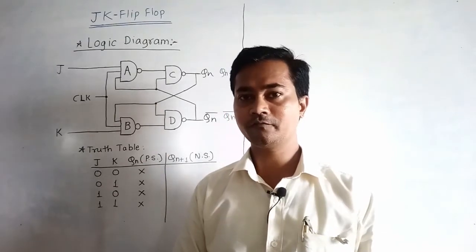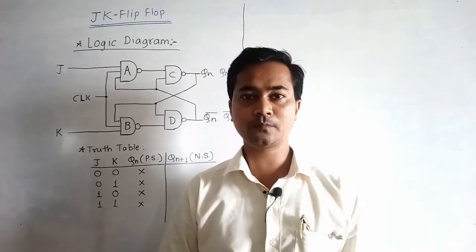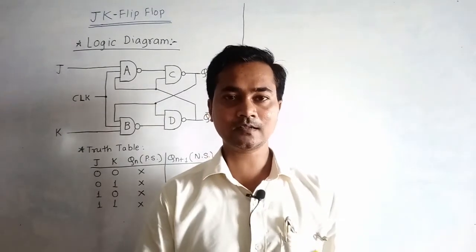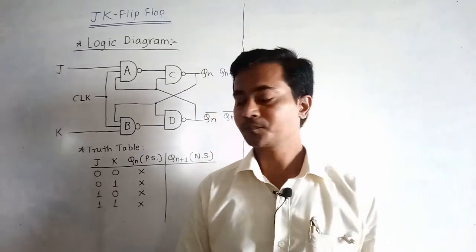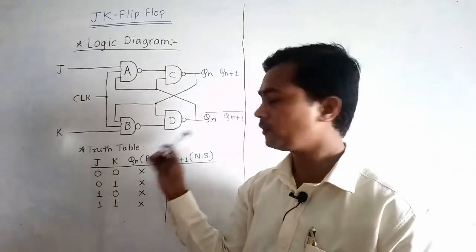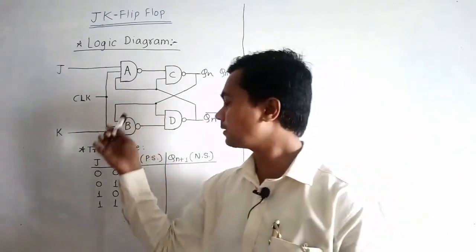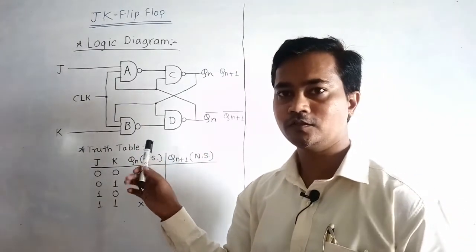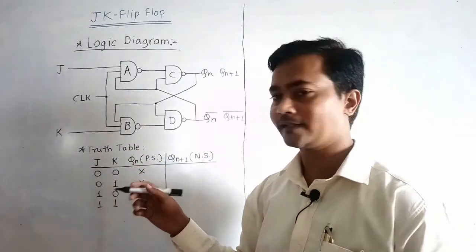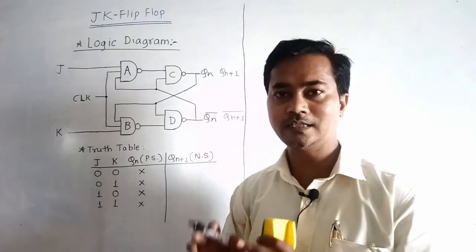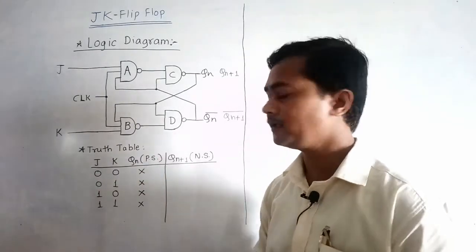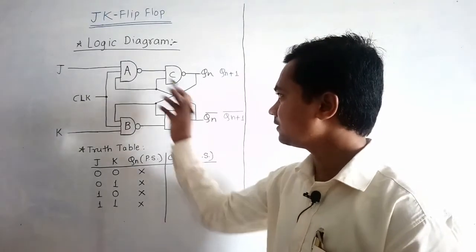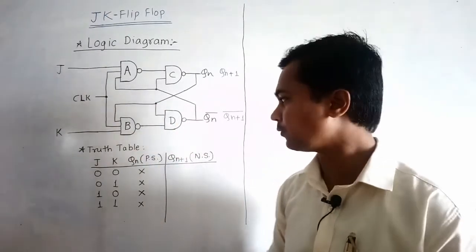So that's why we saw the D flip-flop. In the D flip-flop there are only two states, either set or reset. So this is the JK flip-flop logic diagram, and in this circuit the last state is useful. In the SR flip-flop the last state was indeterminate, but in the JK flip-flop the last state is toggle. Okay, so let us see the functionality of this JK flip-flop.